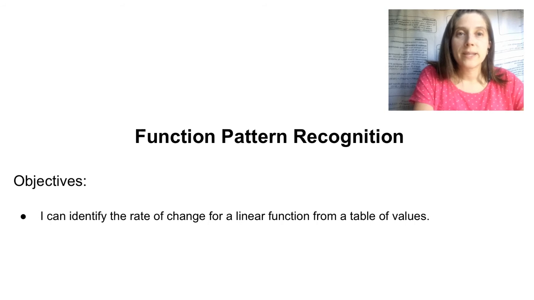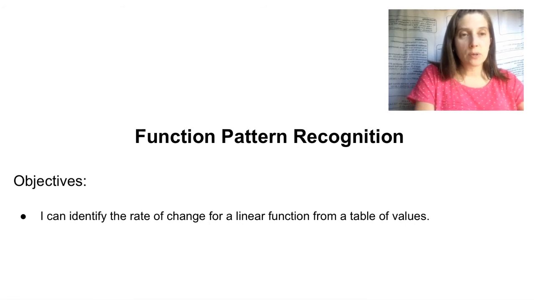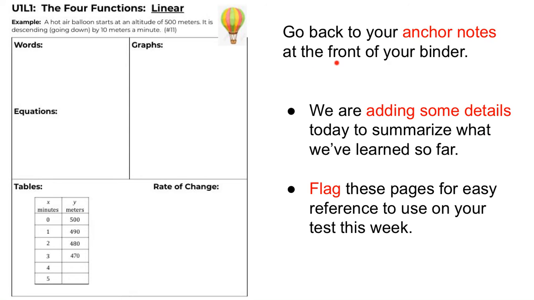In this video, we are going to summarize what the rate of change looks like in different tables for linear functions. So we're going to continue to look at rate of change for linear functions in table of values. Go back to your anchor notes that are in the front of your binder that we took at the very beginning in lesson 1. Today we're going to add some details to summarize what we've done so far, and we're going to flag these pages so you can use them easily on your test this week.